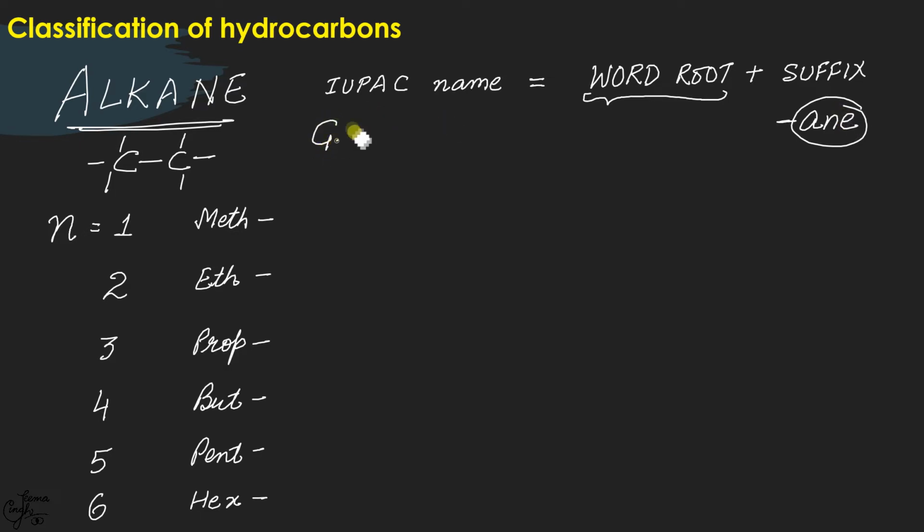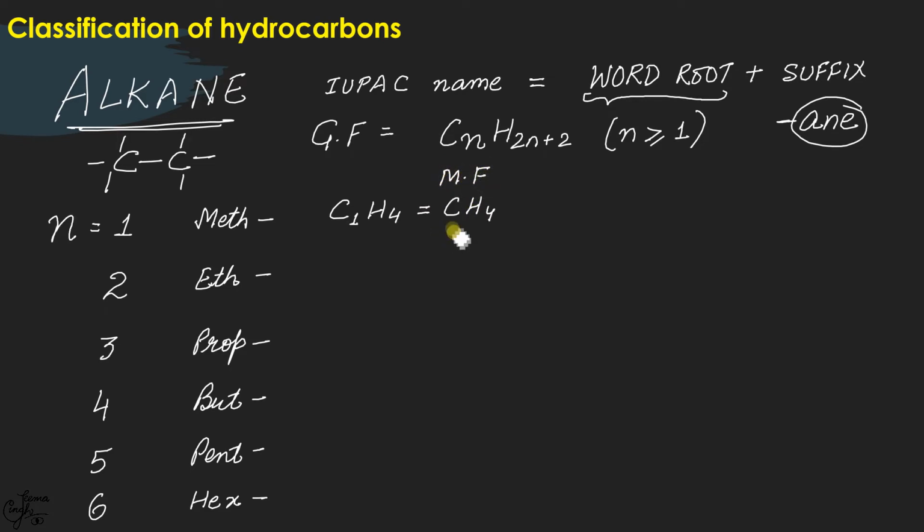The general formula for an alkane family is CnH2n+2, where n is greater than or equal to 1 and n stands for the number of carbon atoms. So if n is equal to 1, what will be the formula? C1H, 2 into 1 is 2, plus 2, 4. We don't represent 1. If it is 1, we leave it as it is. We write it as CH4. So now you know the molecular formula of the first member.